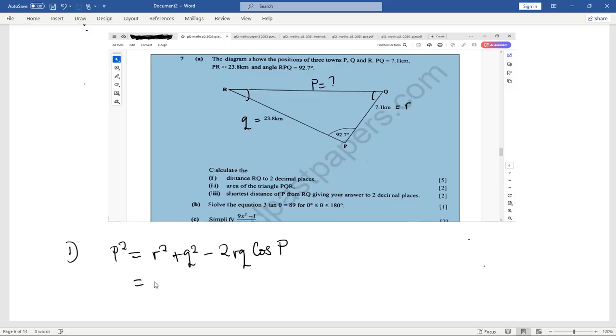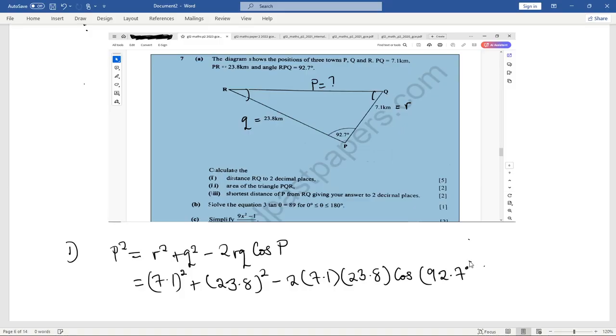So this is equal to 7.1 squared plus the value of Q here, 23.8 squared minus 2 multiplied by 7.1 multiplied by 23.8 cos, so P here is 92.7, so cos 92.7 degrees, like this here. So we just go ahead and punch everything at once there.